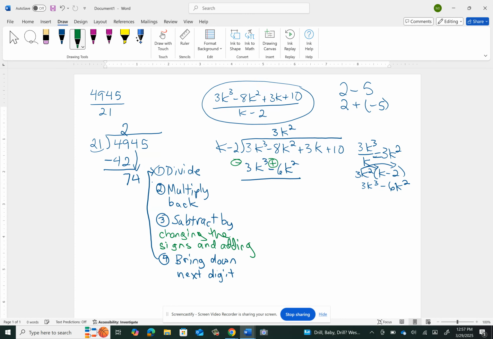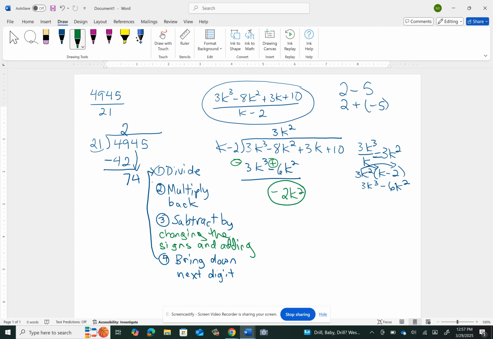Okay? So once I've changed the signs, I'm ready to think about how 3k to the third and a negative 3k to the third would cancel out. Then a negative 8k squared and a positive 6k squared would be negative 2k squared. When mistakes are made, it's usually right there. Right here is usually the trouble spot. It's because people will put negative 14k squared instead of subtracting a negative 6k squared.